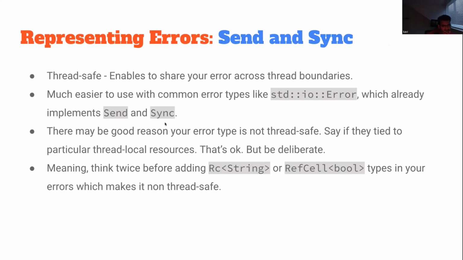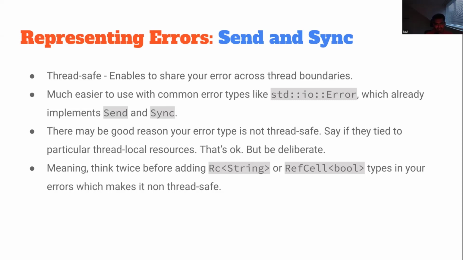So Send and Sync. Why do we have to implement these traits? Because it's a good default to make your error, in our case, copy error, thread safe, right? Why? Because we can pass it around anywhere we want without worrying about thread boundaries. And there are also some error types from the standard library, for example, IO error, that also implement Send and Sync. So let's say when you wrap these errors in your type, and your type doesn't implement Send and Sync, then it makes your life a bit harder to pass around this error.